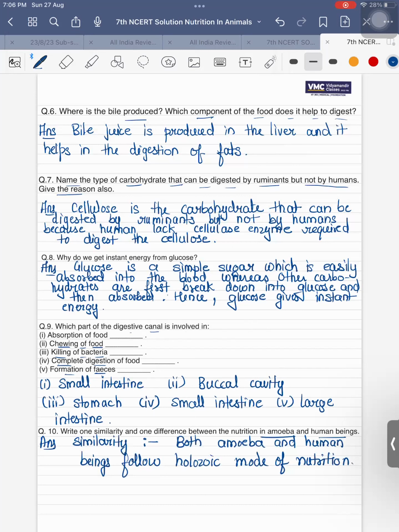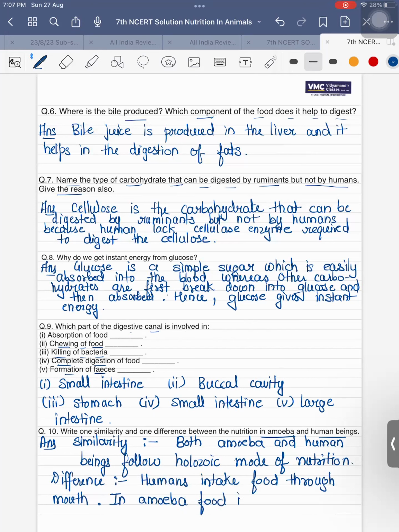And the second, what is the dissimilarity? You have to write only one difference. So we can write that humans take in food through the mouth, and in amoeba, food is taken in by pseudopodia.